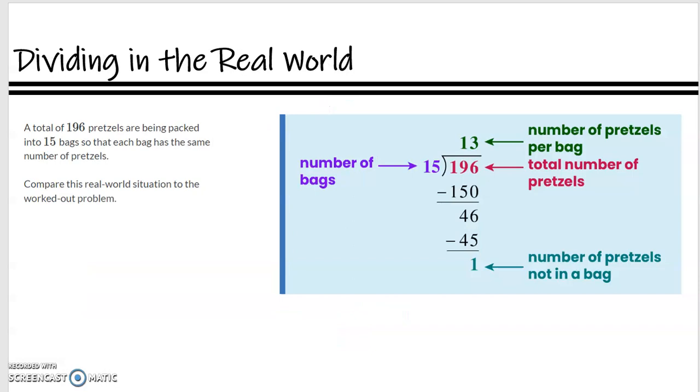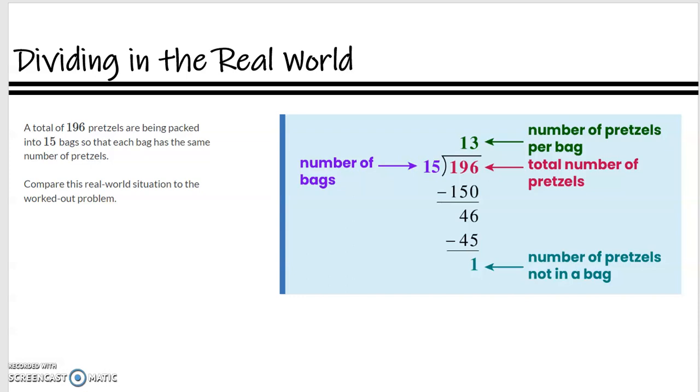So when you're dividing in the real world, you have to think about what numbers actually represent. So remember in the last video, we talked about how your dividend is your total. Okay, it's always what you're dividing. Your divisor is the number of groups you're creating, and your answer is what goes in those groups.